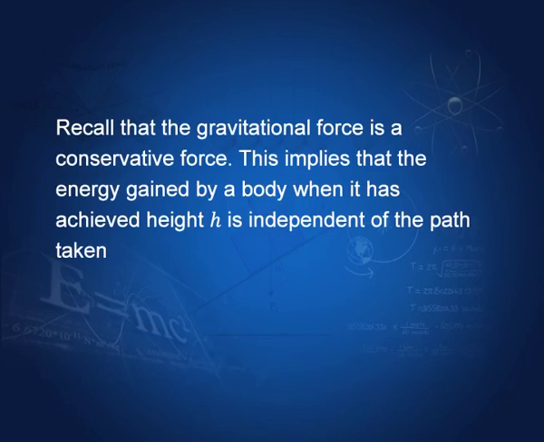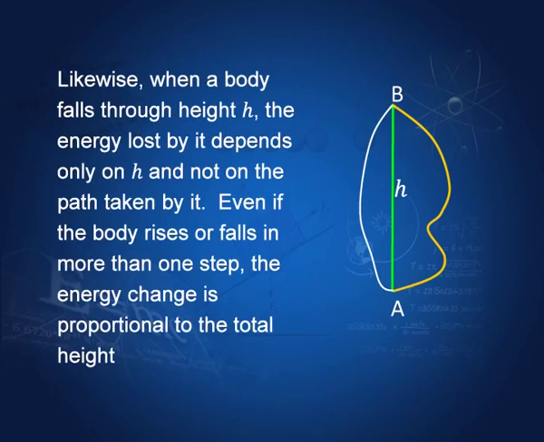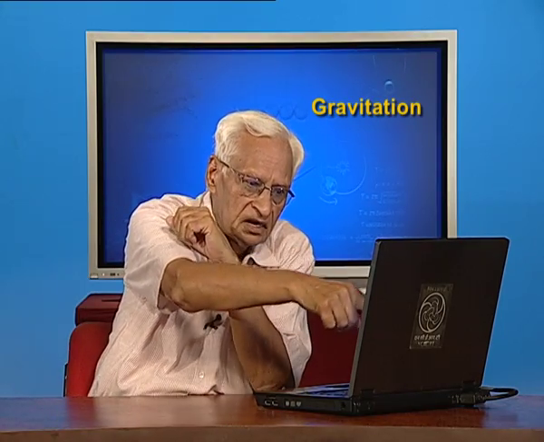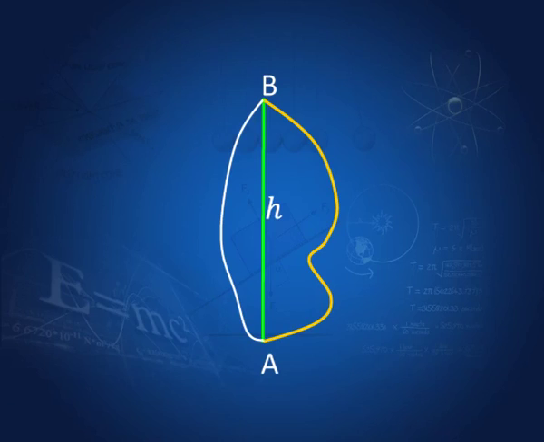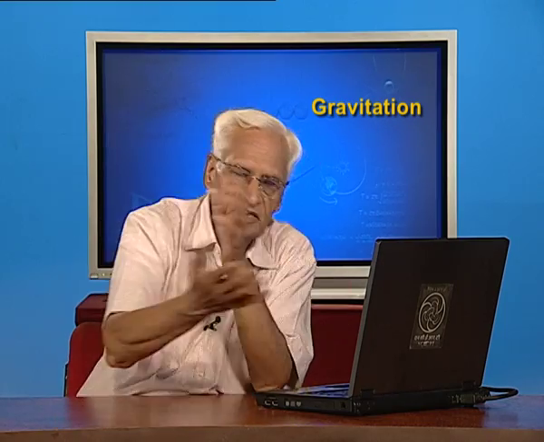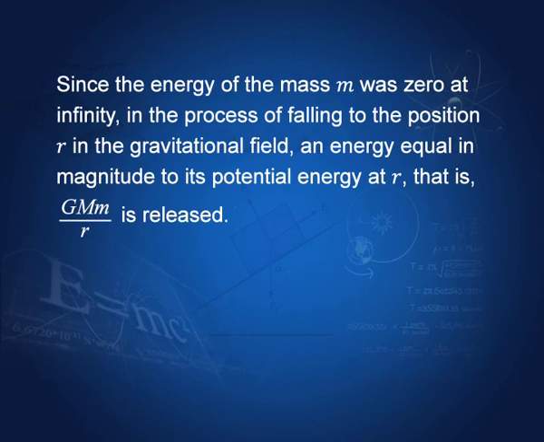We also recall that gravitational force is a central force. It is also a conservative force. So, if we go from A to B covering a height h, then the gain in potential energy is simply m g h, does not depend upon the path taken. And if a particle falls from B to A, then its potential energy decreases by m g h, no matter what path it follows.